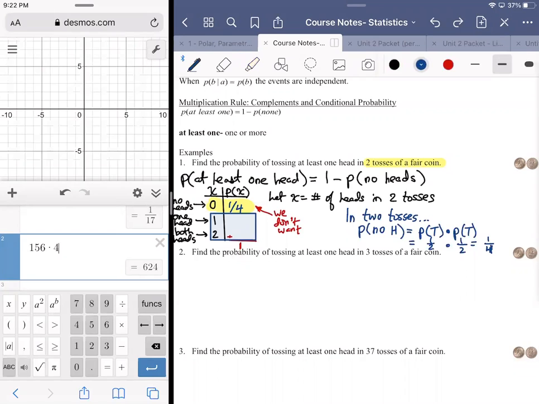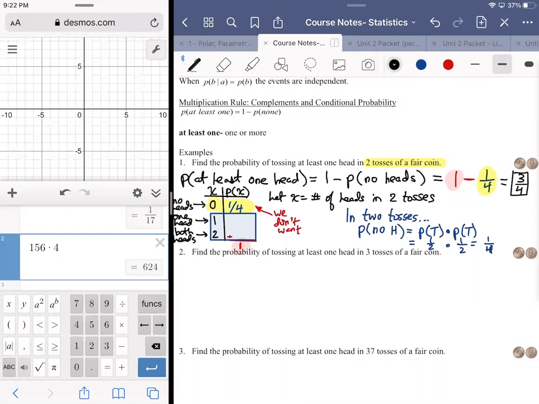So what we just figured out is the probability of getting no heads. If I subtract that from 1, right? So 1 minus, and again, that 1 is coming from this guy over here, the fact that the total probability has to be equal to 1. If I subtract from 1 the probability that I don't want, I'll get the probability of the event that I do want. So 3 out of 4.